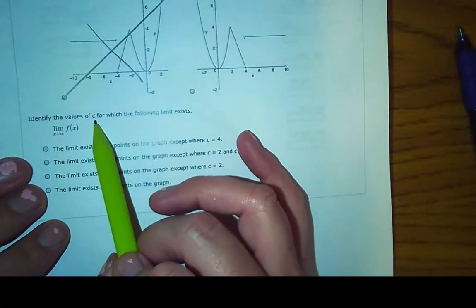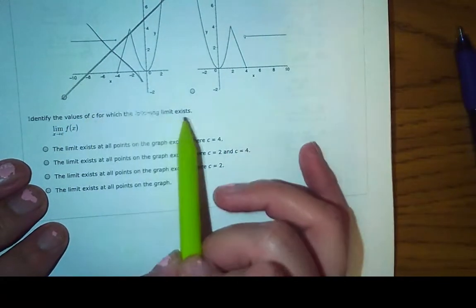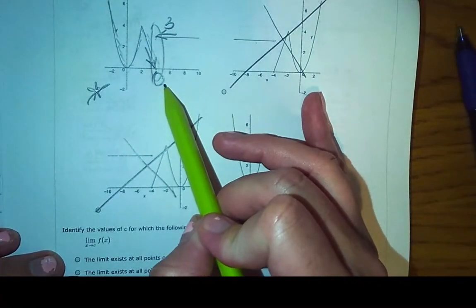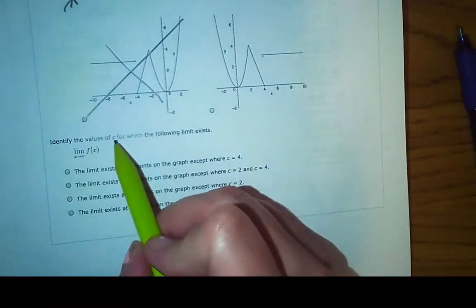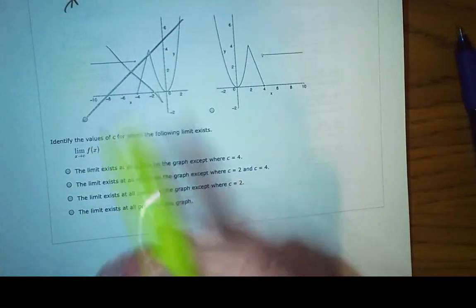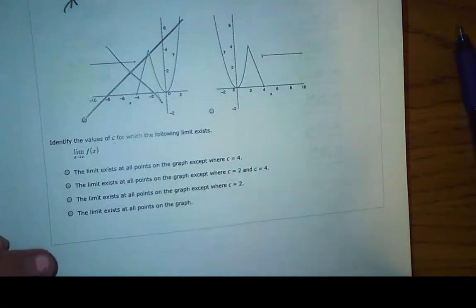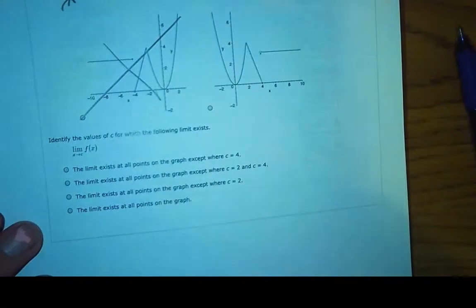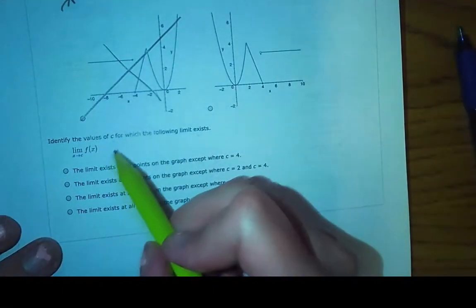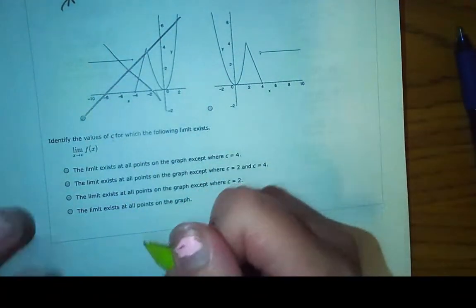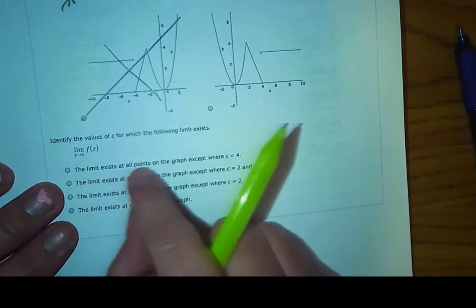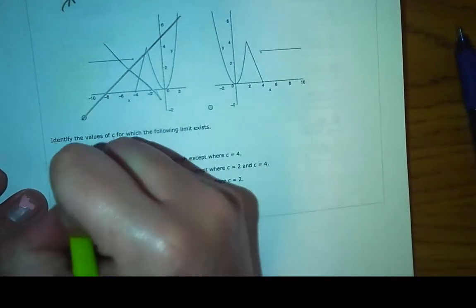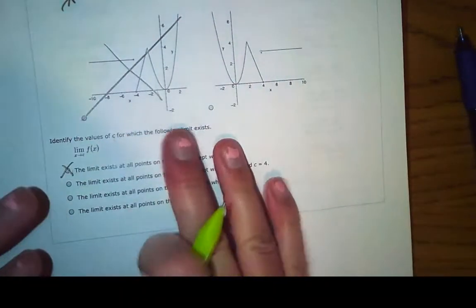So what it's asking is this. Identify the values of c for which the following limit exists. Well, it exists everywhere, but not 4. One of the things you need to notice is that a little c is going to be a specific x. It's kind of like a variable of a variable, but we just use a lowercase c to denote that. So this exists at all points on the graph except for where x is 4. I can take a limit everywhere, just not where x is 4.